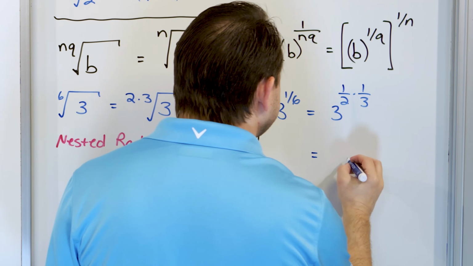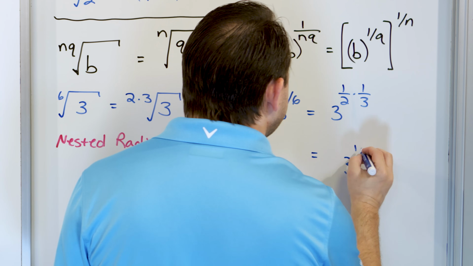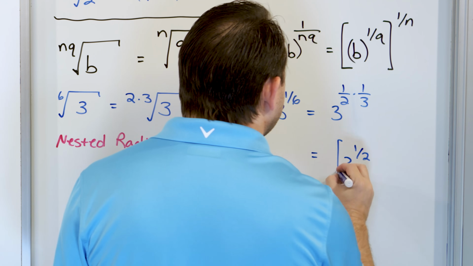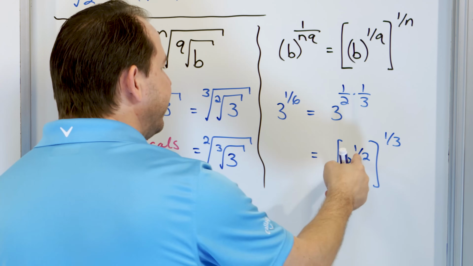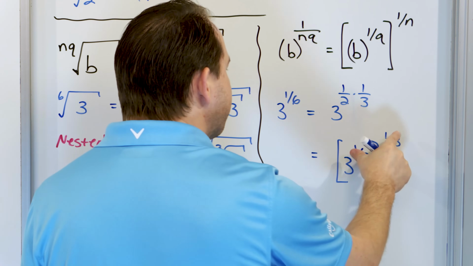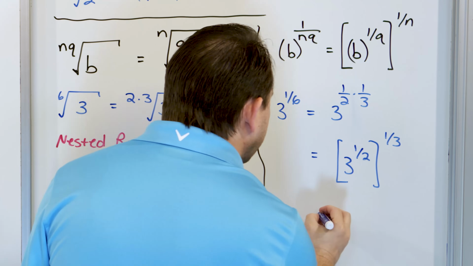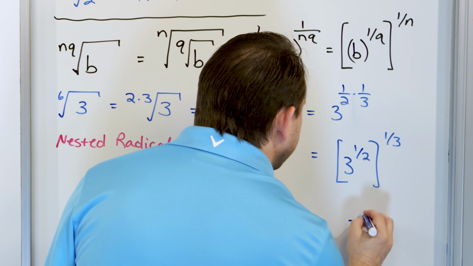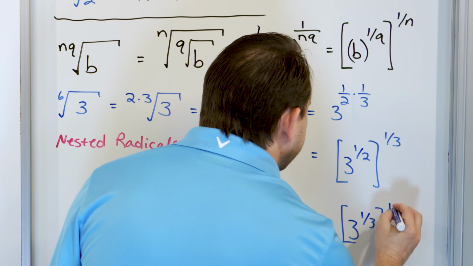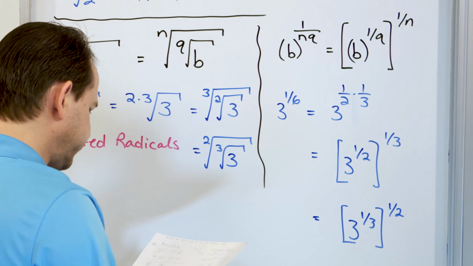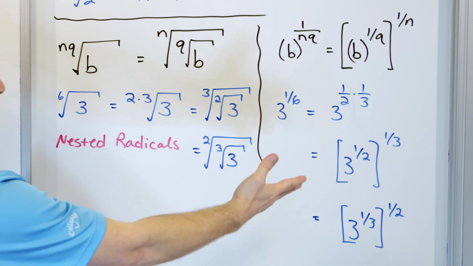But that can be written as 3 to the 1/2 raised to the power of 1/3, because with an exponent raised to an exponent, I multiply them, that's what I get back. But also the order doesn't matter. I can write it like this, 1/3, and then 1/2 power. So in terms of numbers, that's what it would look like.